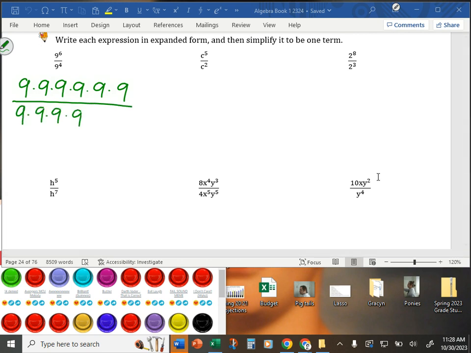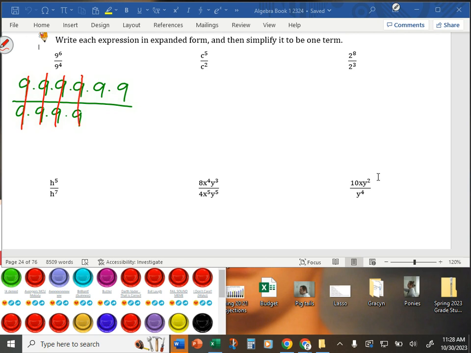And what can we do here? How can we simplify this down? And if you weren't here, make sure you're not just writing down the answer. Write down how we get there, okay? Because this expanded form piece is critical. What can we do? Canceling out pairs of 9s, right? Because what's anything divided by itself? 1, okay? 9 divided by 9 cancels out, cancels out, cancels out, cancels out.